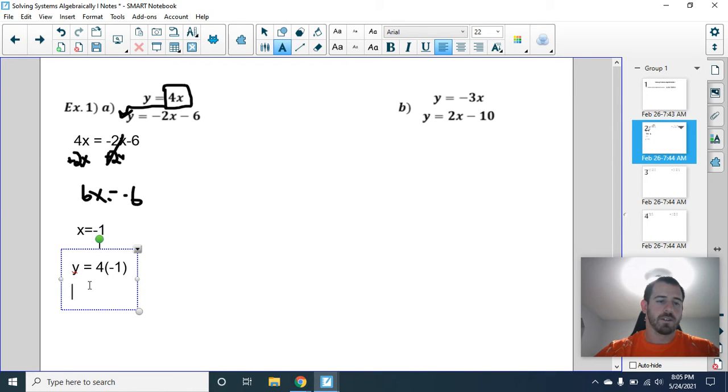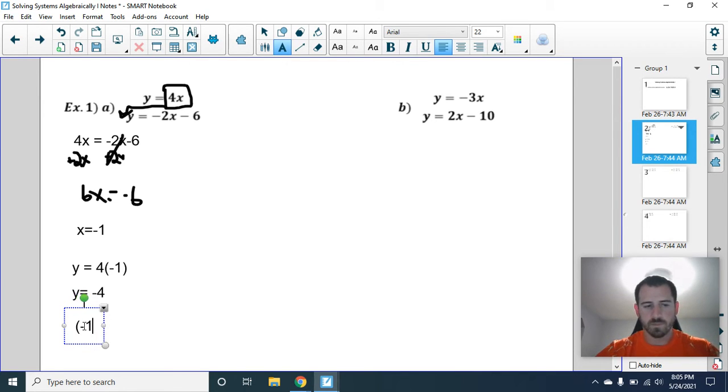And we just simplify that. 4 times negative 1 is negative 4. So we have y equals negative 4 for our y value. And then we put that into our total final answer of negative 1, negative 4. That is our final answer for example 1. Pause if you need to, and we're just going to move to example 2.